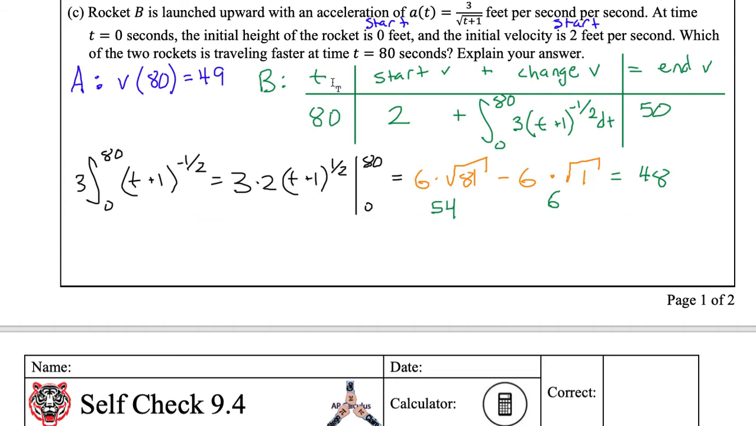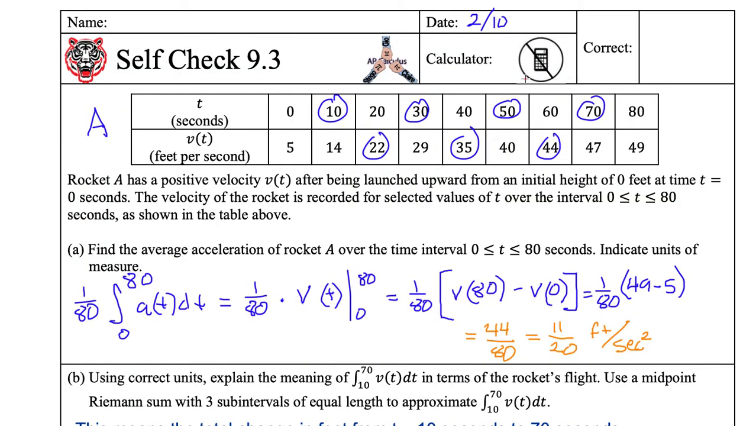So what is it actually asking? Which of the two rockets is traveling faster? So rocket B is traveling faster at time equal to 80. Explain the answer, and we did all the math. Done.